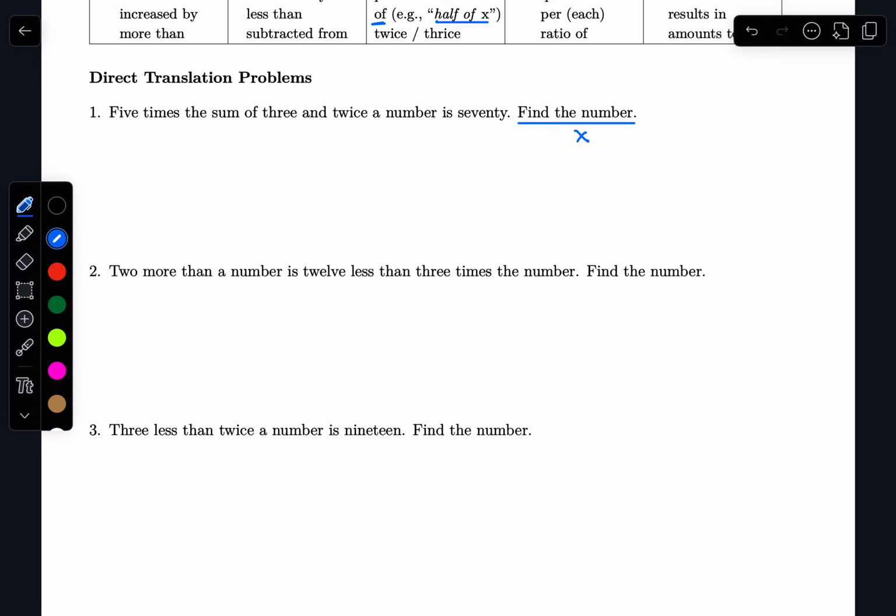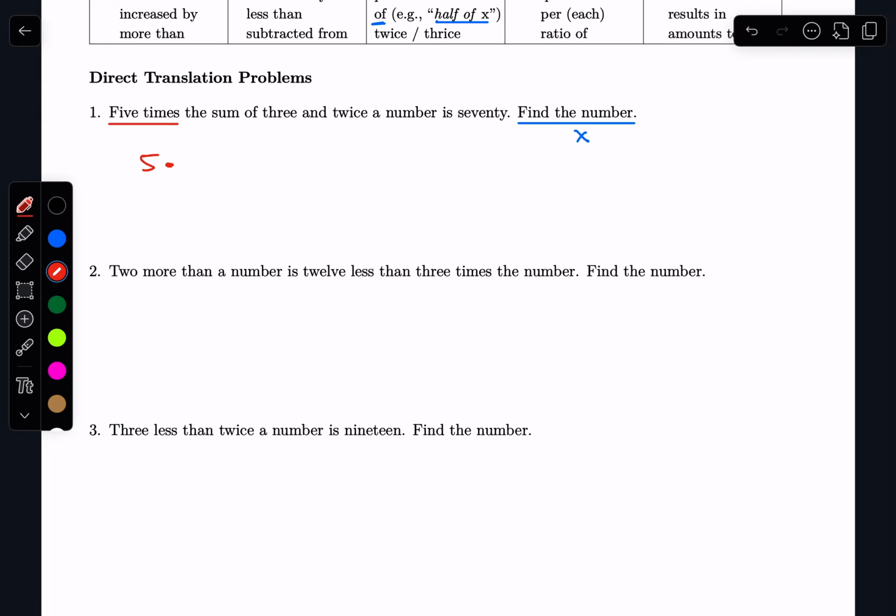Okay, so when I read through this again, 5 times the sum of 3 and twice a number is 70. When I get to twice a number, that number is X. Okay, that's what we just determined at the end. We're calling that number X. All right, let's go word by word. It starts off with 5 times. Okay, 5 is just a number. The word times means to multiply. So I'm going to write 5 and then a multiplication symbol. So just a little dot there.